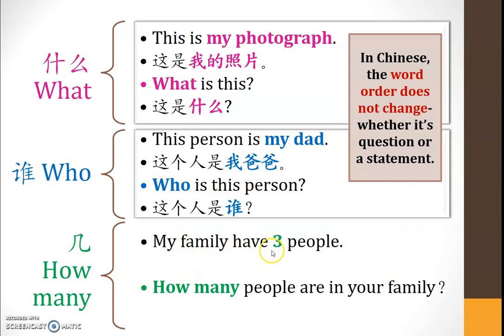Now, how are we going to make this into a question? If this is the information, my family has how many people, right? You will say in Mandarin, 我家有几个人. And that sounds weird. My family has how many people? I should know, right? So in a question, it would be, your family has how many people? 你家有几个人? Just use the question word to replace the missing information.